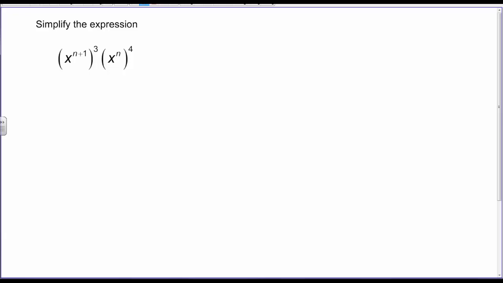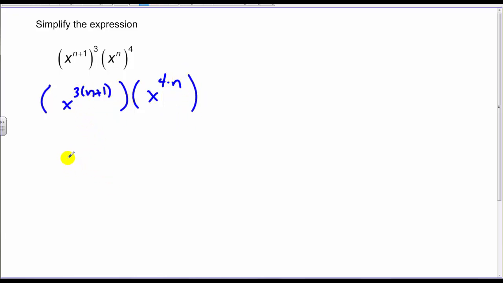Last example, this is a little bit different because we don't have numbers across the board in our exponents. We have x raised to the n plus 1 raised to the 3rd. So this is a base with a power raised to a power. We need to multiply powers. So this is x to the 3 times n plus 1. And this term is once again x to the 4 times n power.